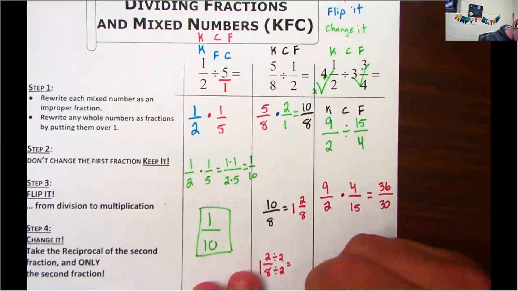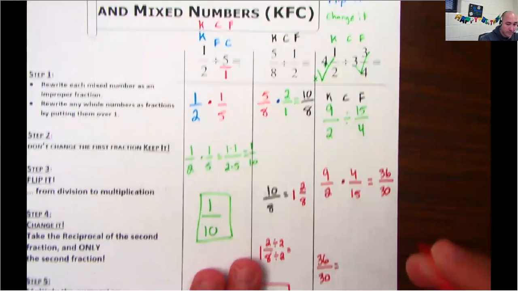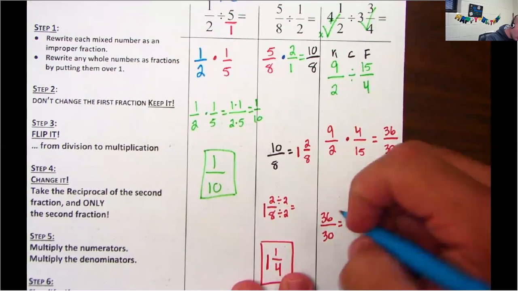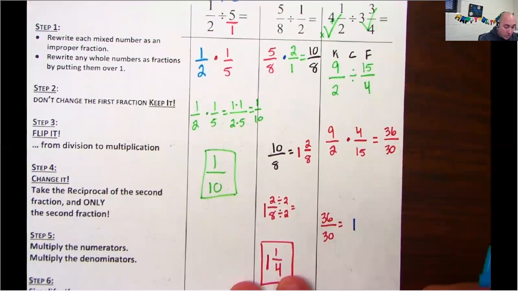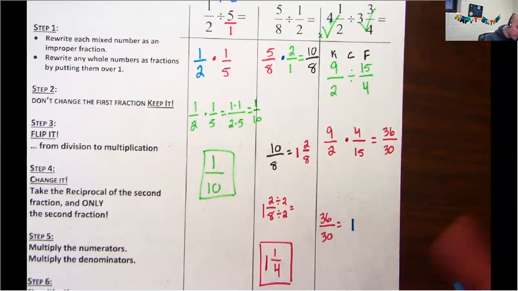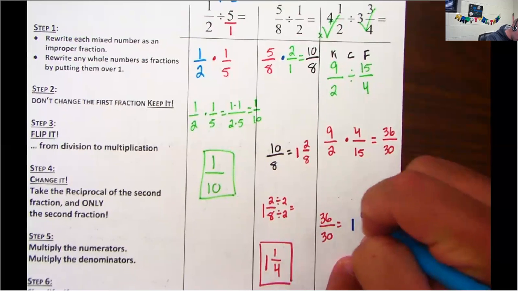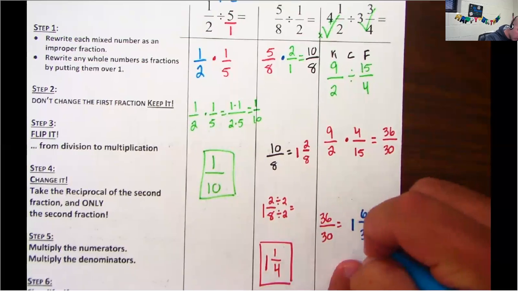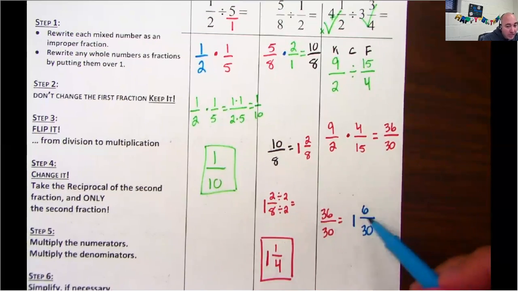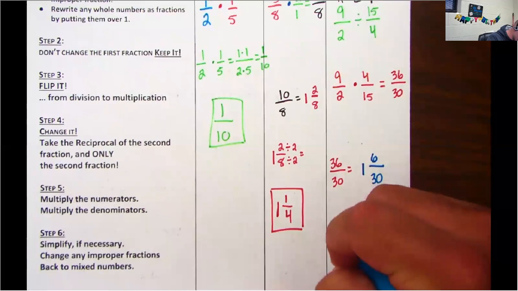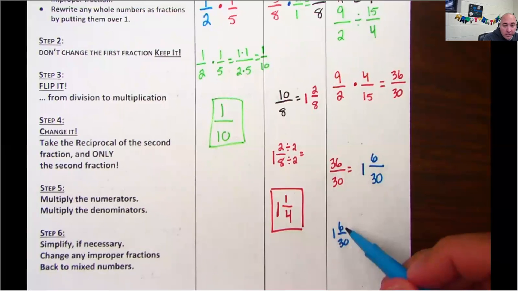Well, guys, we have an improper fraction again. How many times can 30 go into 36 evenly? It goes in there one time. Well, guys, if you have $36 and you spent 30 of it, that means you had 6 remaining over your denominator of 30. Here's my mixed number, but I'm not done. I need to simplify it.